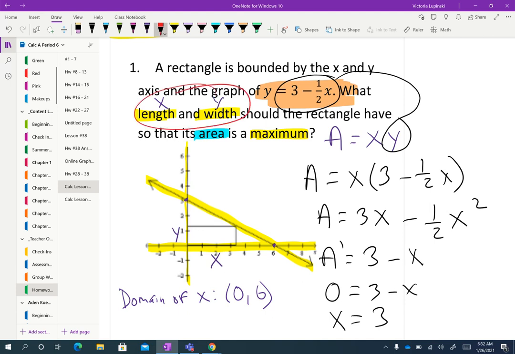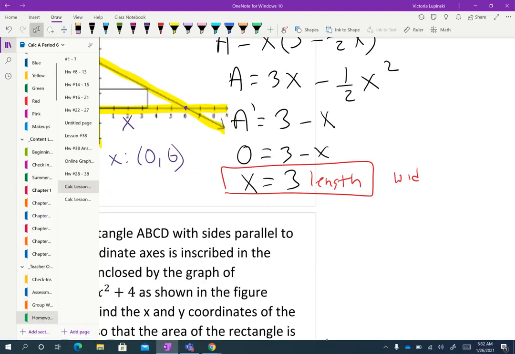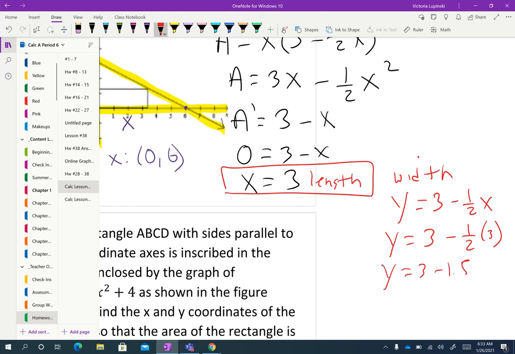So they asked us here, what is the length and the width? So the fact that we solved for x equals 3, that is part of our answer. That is the length. And now to find the width, you have to go back to the fact that y equals 3 minus 1/2 x. So y equals 3 minus 1/2 times 3. So y equals 3 minus 1.5, which means y equals 1.5, and that's going to go ahead and give you the width.